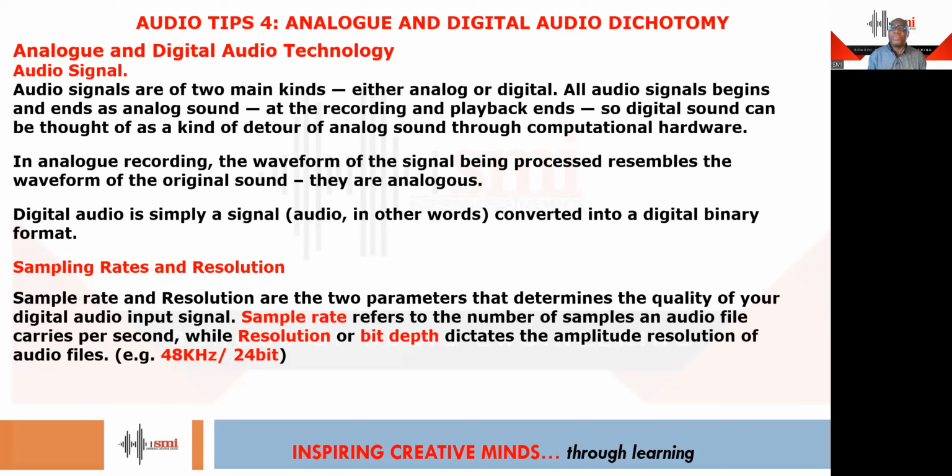Let me give an example of this sample rate and resolution. For example, 48 kilohertz. Most of our equipment will sample at 48 kilohertz. What does it mean? 48 kilohertz means that the device is sampling that audio or electrical signal 48,000 samples per second. So it's taking 48,000 samples per second out of the original analog signal. That determines the rate at which the device is taking the samples.